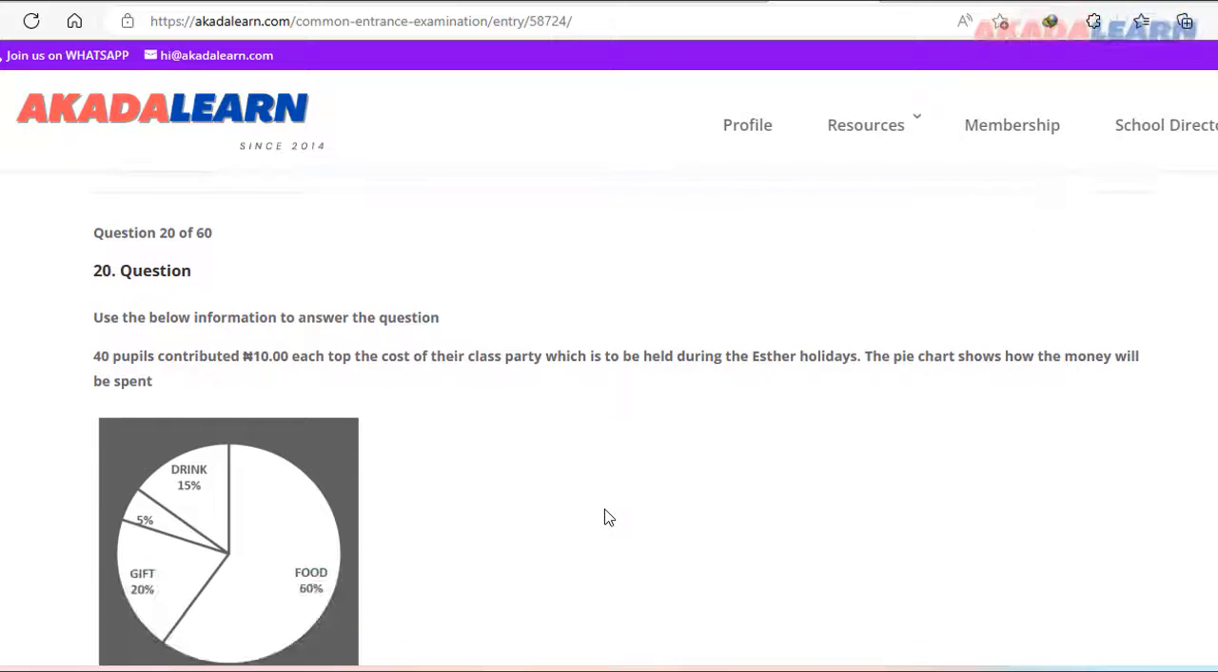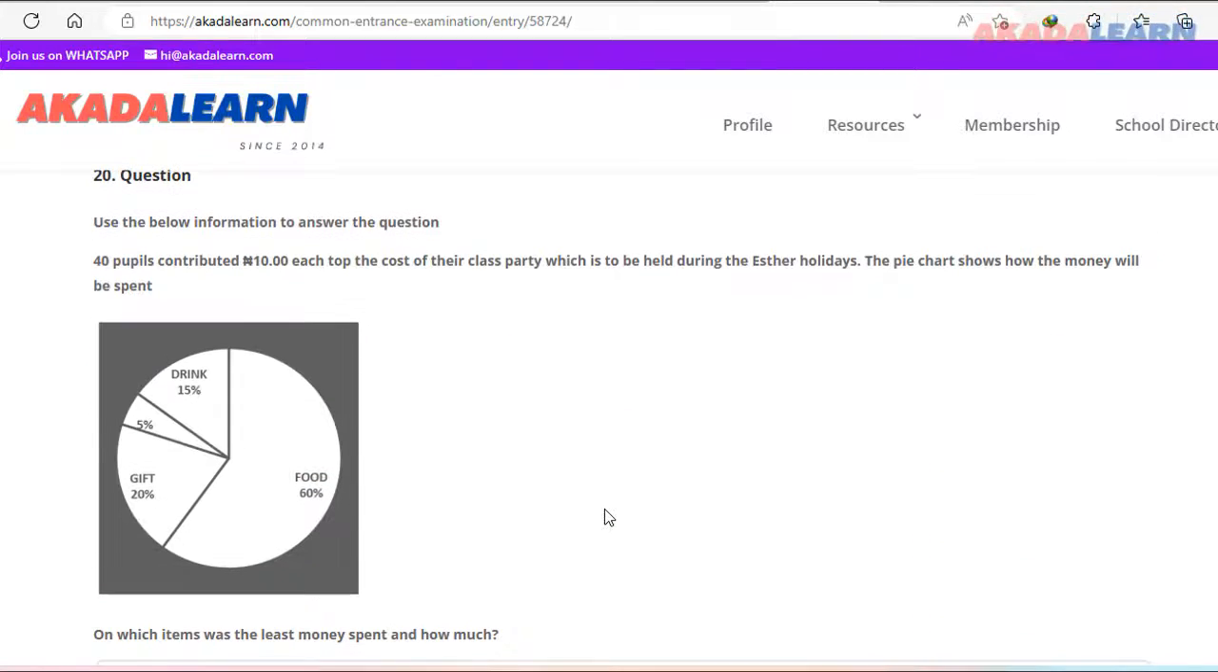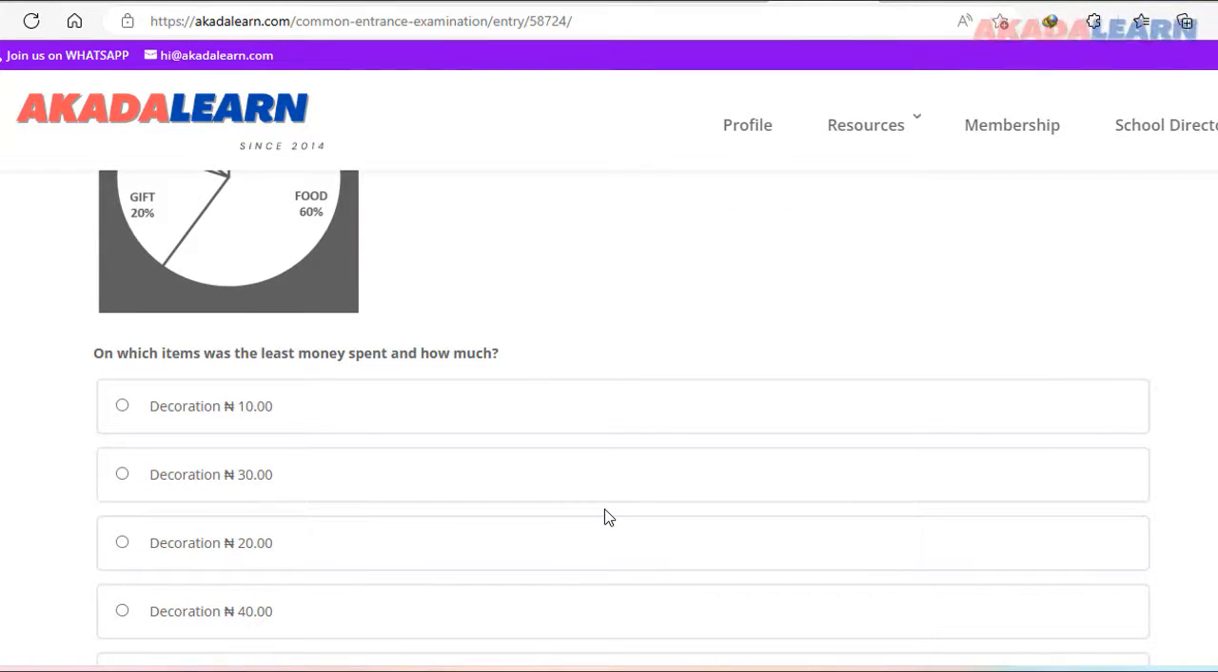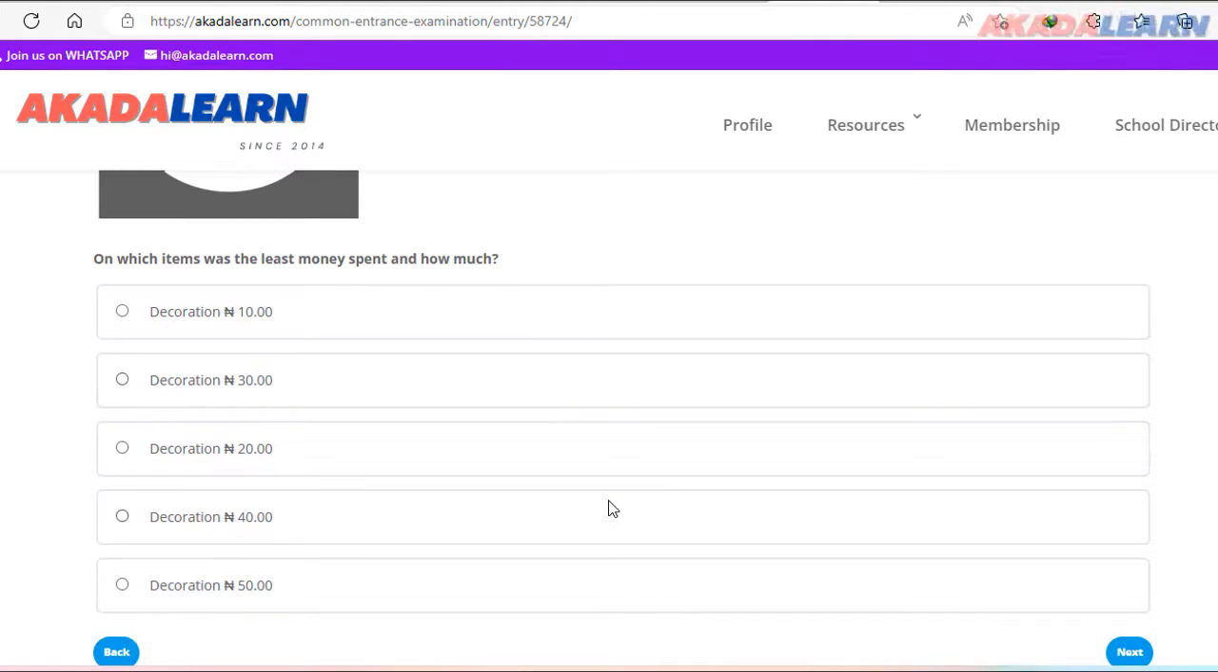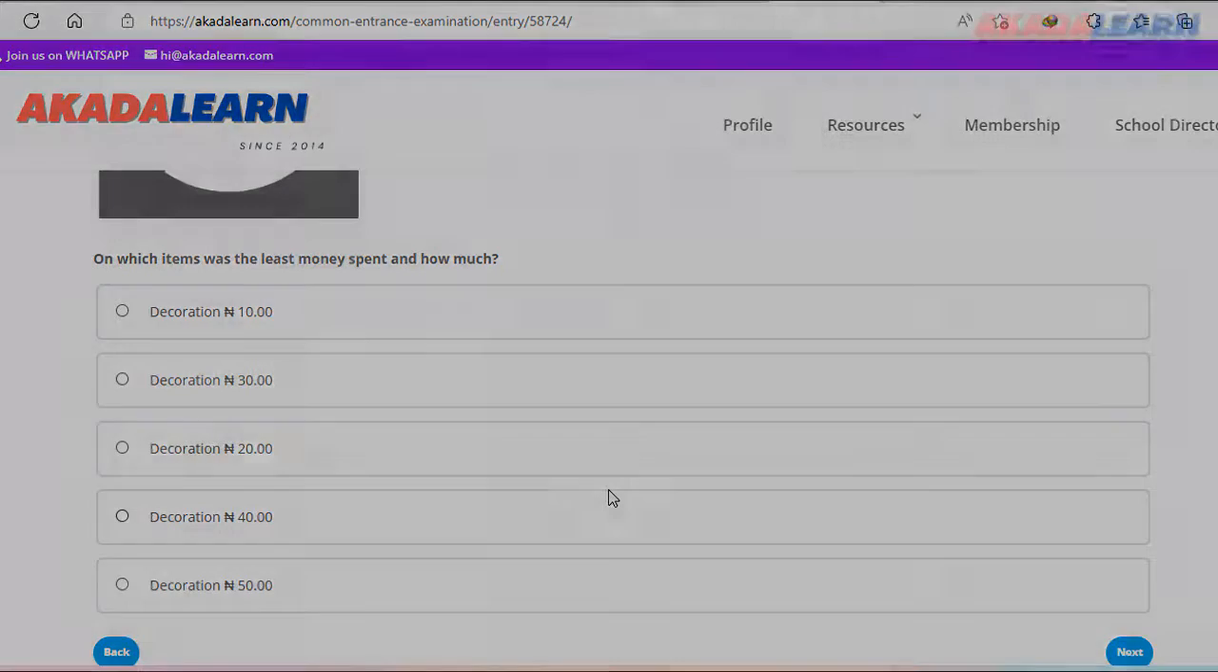20. So using the same diagram, let's look at which item the least money was spent on and how much. Okay, so we can see that the 5% there is for decorations, right? So let's look at the video and see the answer.